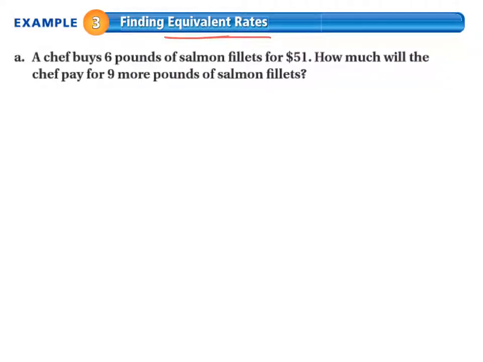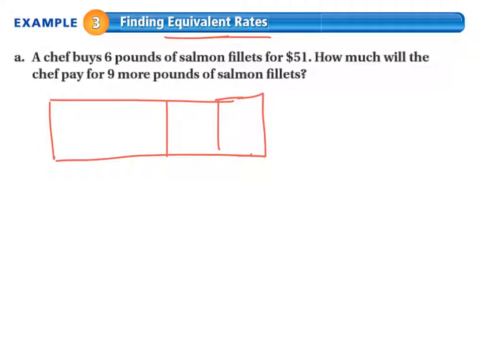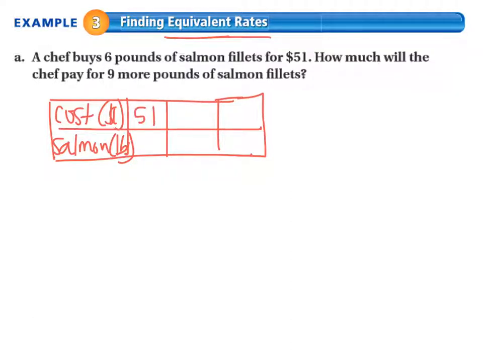Okay, so to find the unit rate, I'm going to make a ratio table, and I'm going to add an extra box for that equivalent rate. Okay, so in the top, I'm going to put cost. That's in dollars. In the bottom, I'm going to put the salmon. That's in pounds. And so we know we have $51 and 6 pounds. That's what we're given there.